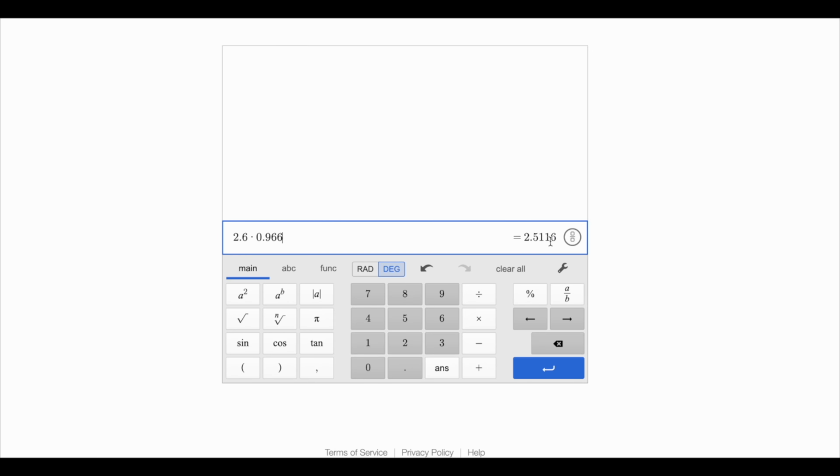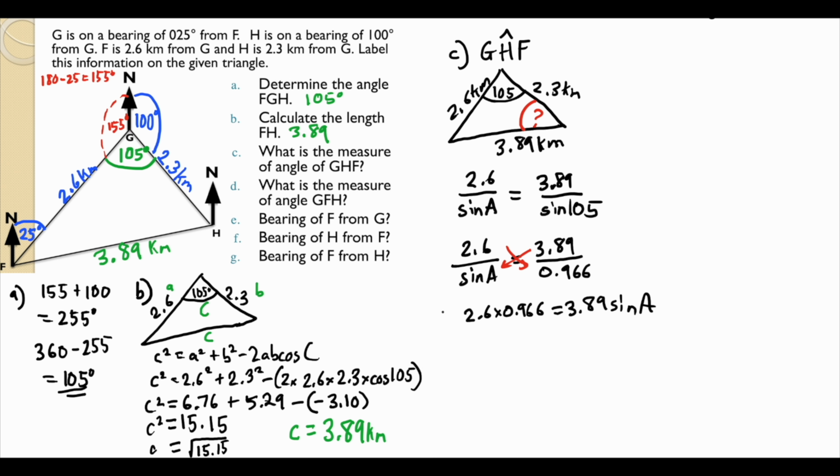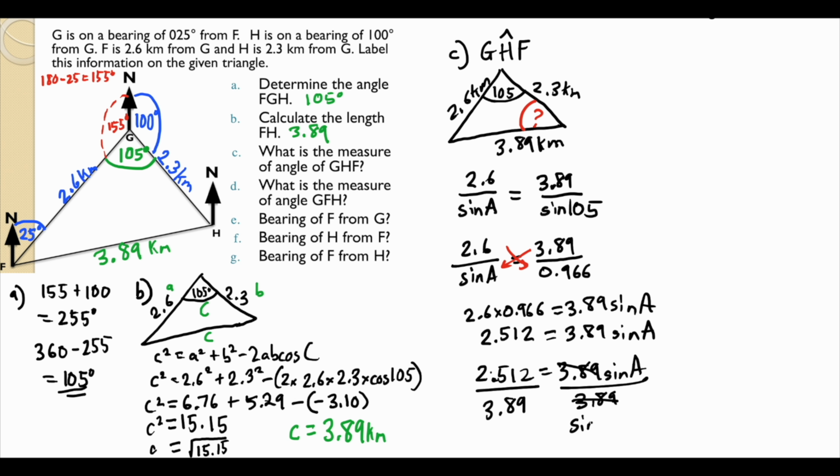But look at this 1 here. So this here, 2. So 2.512, which is equal to 3.89 sine A. So how do we get sine A by itself now? We divide both sides by 3.89. So we divide both sides by 3.89, and that will give us the sine A. So let's see what that looks like.